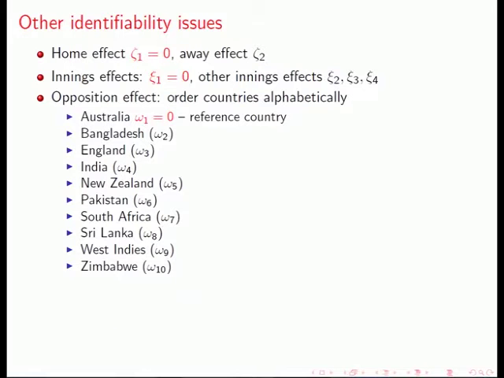So what other things do we have? Well, we've got a home effect and an away effect, so we're going to make the home effect 0 so we can estimate the away effect. We're going to assume the innings effect is 0 for the first innings, and we've got these other things for the other innings. And we're going to fixate on Australia. Okay? It turns out to be first in the alphabetical list, and for no other reason.